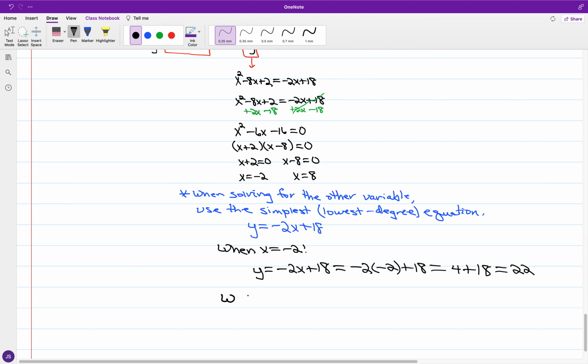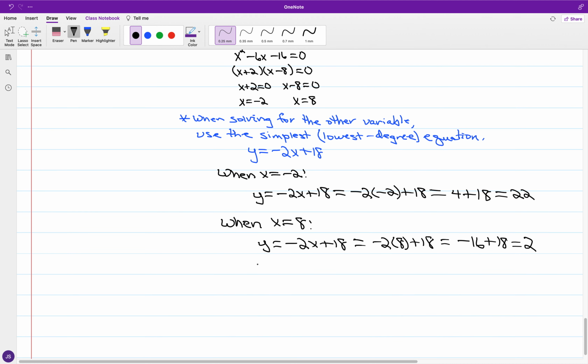And whenever x is equal to 8, y is equal to negative 2x plus 18 once again, this time with x at 8. So negative 2 times 8 is negative 16. And negative 16 plus 18 is equal to 2.